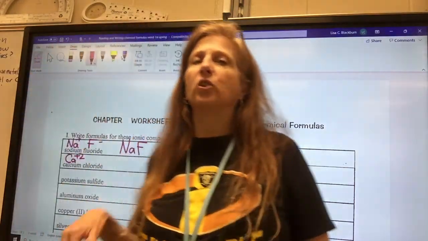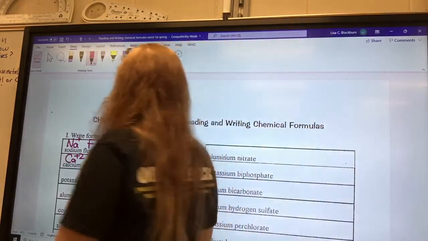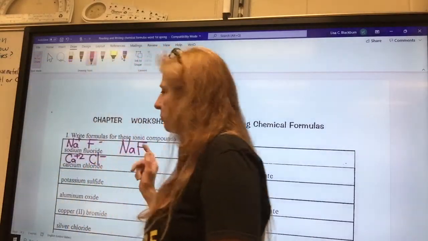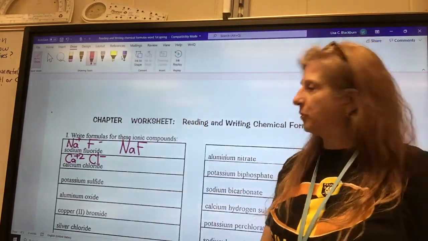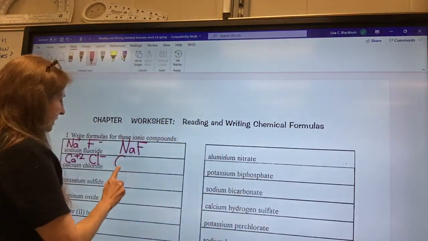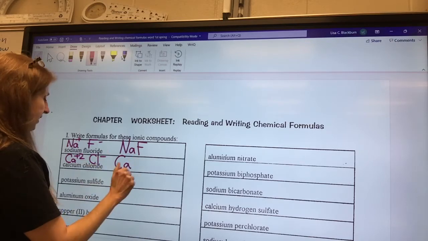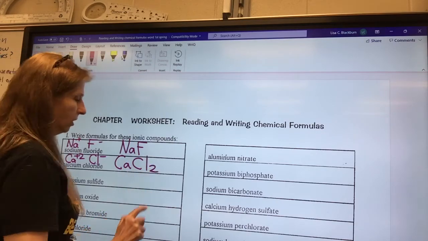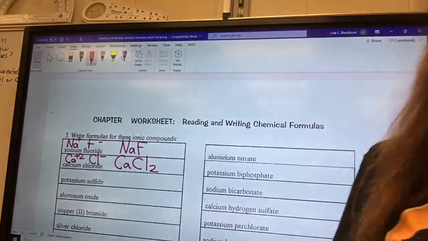What's the symbol for chloride? It's not really chloride, it's chlorine. So what's the symbol for chlorine? Cl. And what's the charge for chlorine? -1. Is 2 minus 1 0? No. So what do we do? Ka-ching! Crisscross applesauce. So that means the 2 is going to go down here and the 1 down there. So it's CaCl2. How do we feel about that one? Crisscross applesauce.